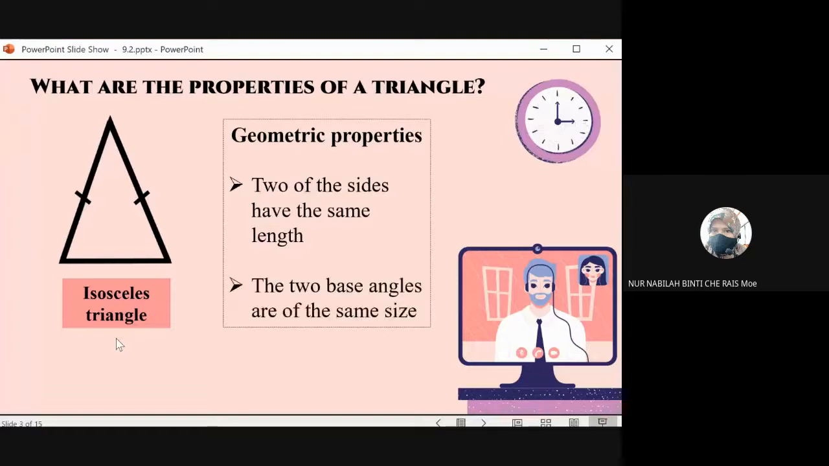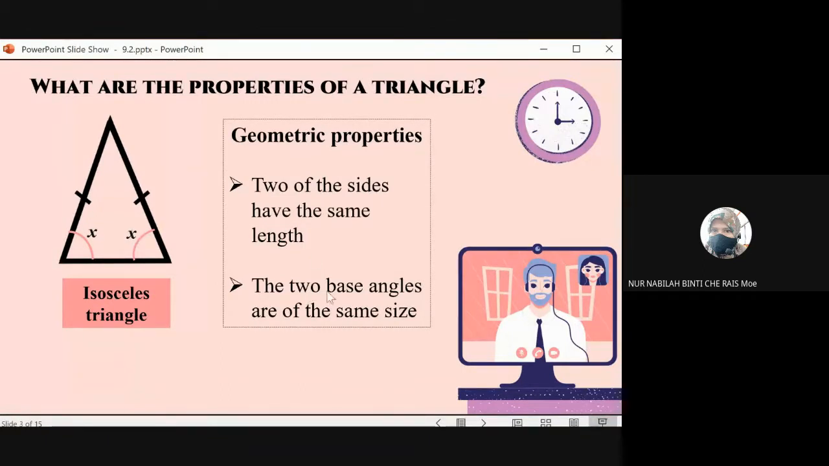And then the two base angles are the same size. This is the base angle, and these angles have the same size. That means if here is 50, here also 50. If here is, let's say, 30, here also 30.